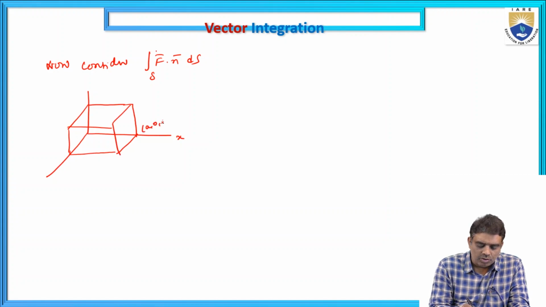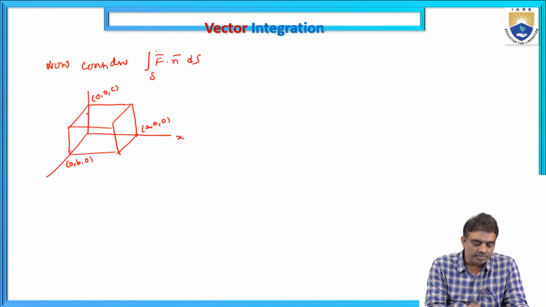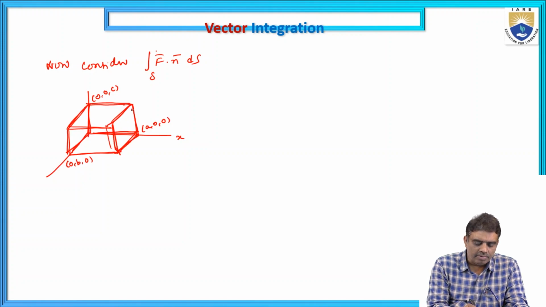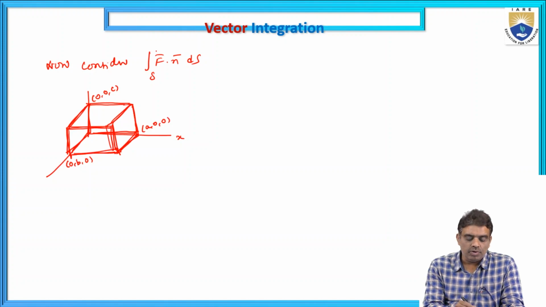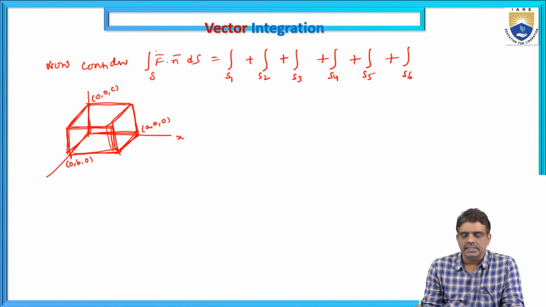This is a comma 0 comma 0. This is 0 comma b comma 0. This is 0 comma 0 comma c. So here there are several surfaces, 1 and this is 2 parallel surface, and 3 and this is 4, and back side 1, 5 and front side 1. There are 6 surfaces. So the integral of f bar dot n cap into ds will be the integral over the first surface plus second surface plus third surface plus S4 plus integral over S5 plus integral over S6.